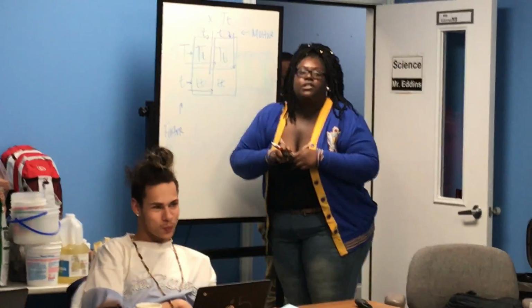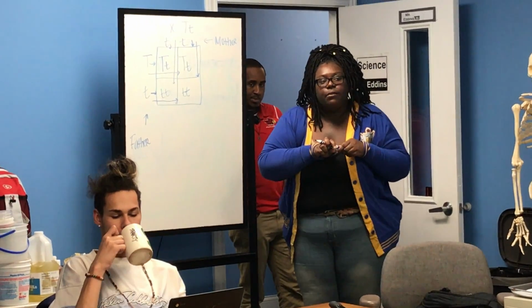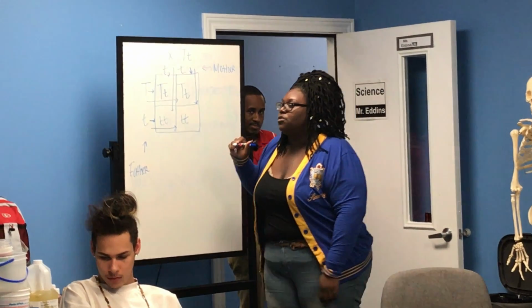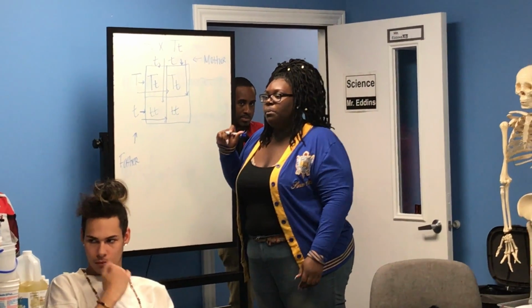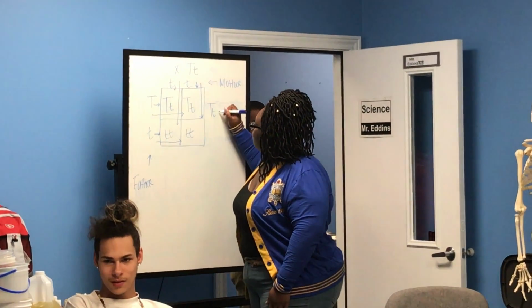So, can someone break down the ratios for this? 50-50, 50-50, and what are those, genotypes? 50% tall, 50% short. Correct.